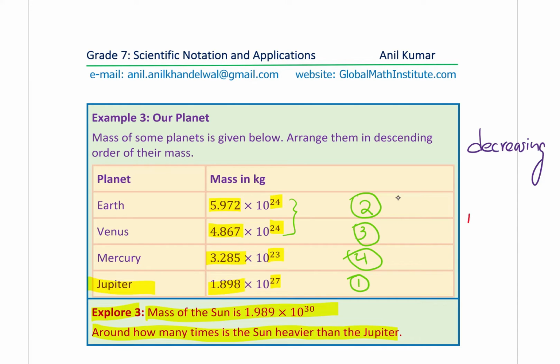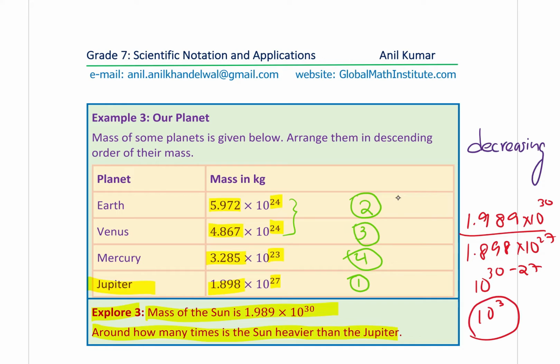So when you want to compare, you're basically dividing 1.989 into 10 to the power of 30 by the Jupiter, which is 1.898 into 10 to the power of 27. Think about these to be similar. So it could be like 30 minus 27, and which is 1000 times. So you can clearly do these type of exercise and figure out that 1.98 and 1.89 is very, very close. So more or less 1000 times. You can say, well, the Sun is 1000 times the mass of Jupiter.